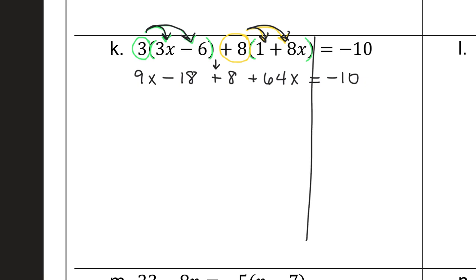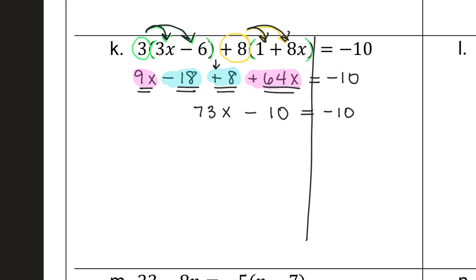So we can draw that line down. And because we have two terms on this side with variables and two without, we're going to combine like terms. So our two terms with an x are going to get combined together, and our two terms without an x, or constants, are going to get combined together. So first we have 9x plus 64x. Those are just going to get added together to give us 73x. Then we have negative 18 plus 8. That gives us negative 10 equals negative 10.